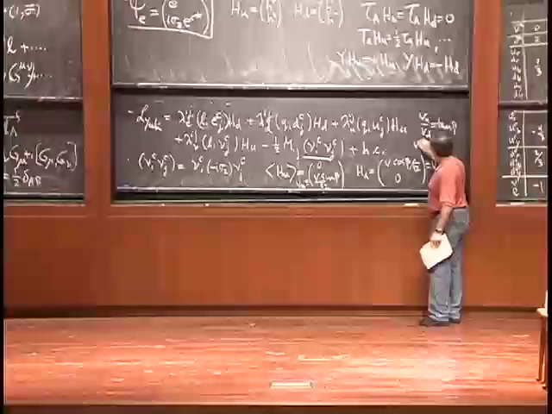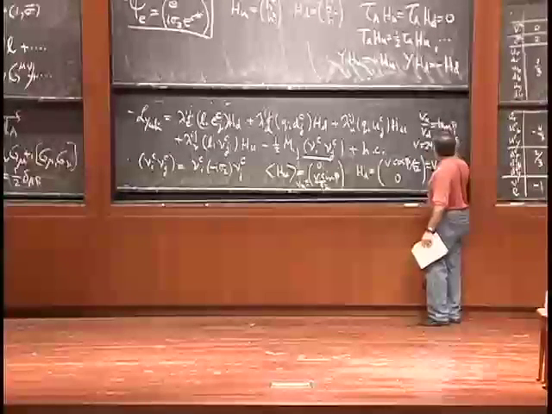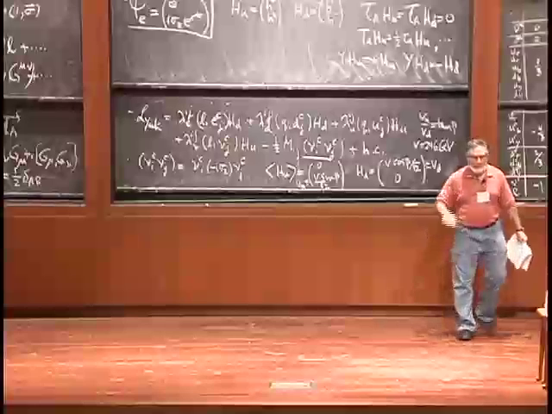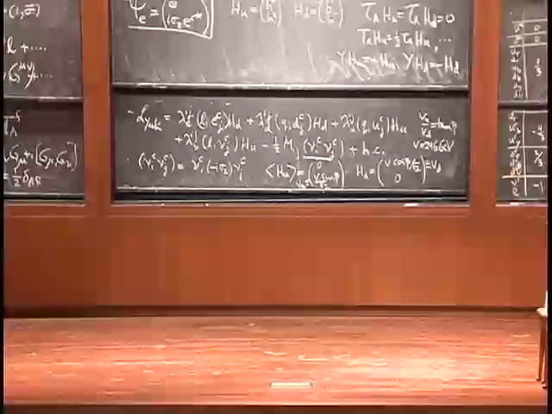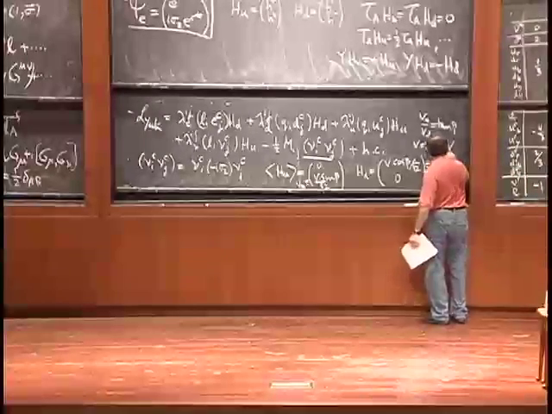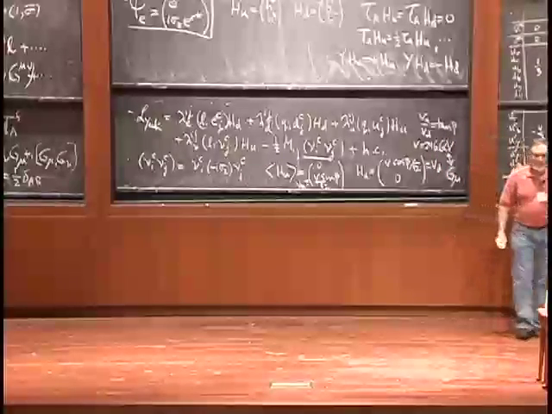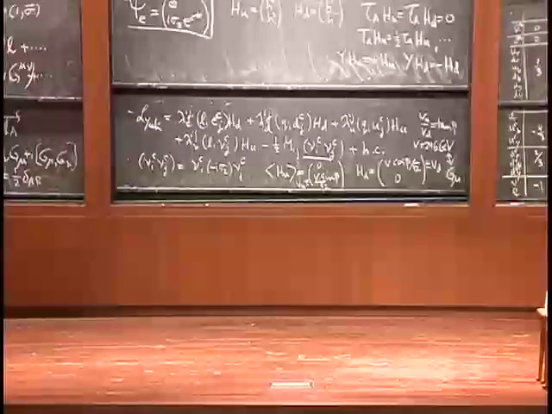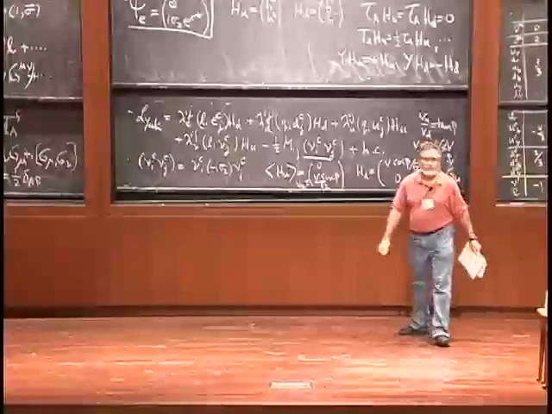There are some bounds on it. And V, the sum of the squares of H up and H down, their expectation value is fixed by the W mass, or by the Fermi constant. And so we know the value of V, it's around 246 GeV.